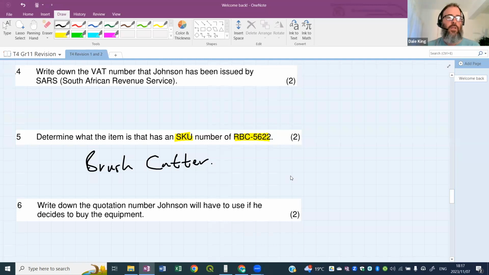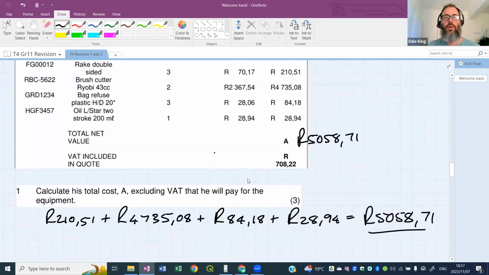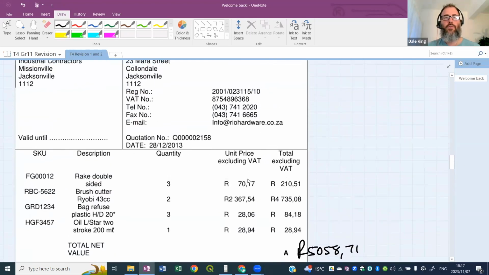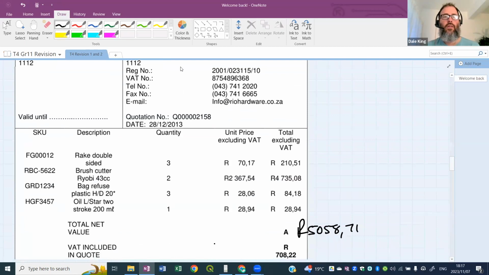Okay. Number 6, write down the quotation number Johnson will have to use if he decides to buy the equipment. What is the quotation number? Guys, this is too easy. Free marks here. Quotation number. All right, there it is. Yes, you don't have to put it in chat. Don't worry, I'm just showing it there.